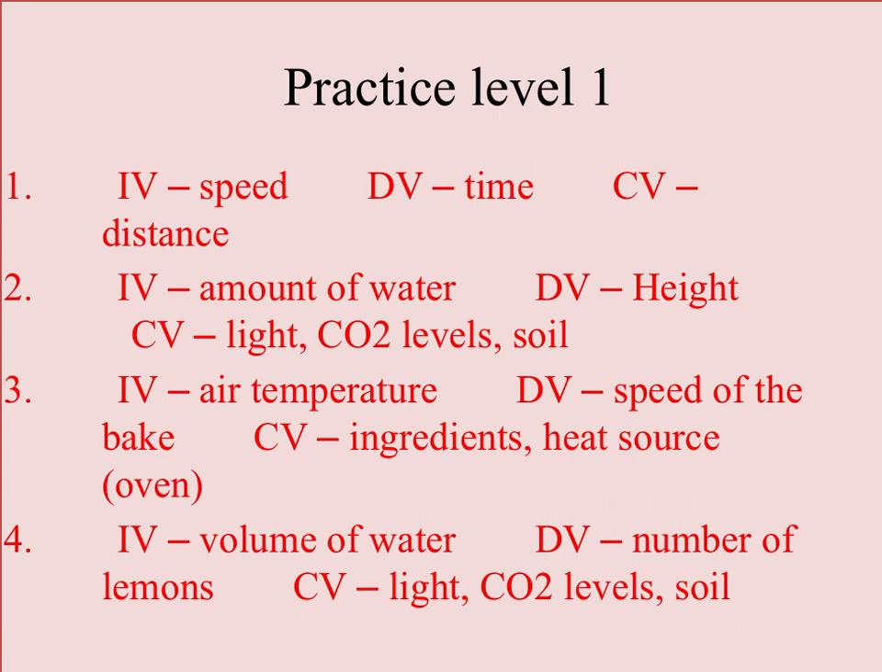So for the first one, for number 1, what were we changing? We were changing the speed. What were we measuring? We were measuring the time. And what were we keeping the same? The distance, okay? Obviously with control variable, you might have come up with loads of different ones, but I've just picked the most obvious ones.